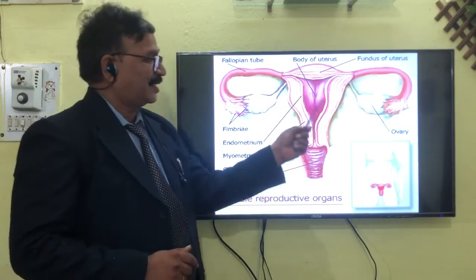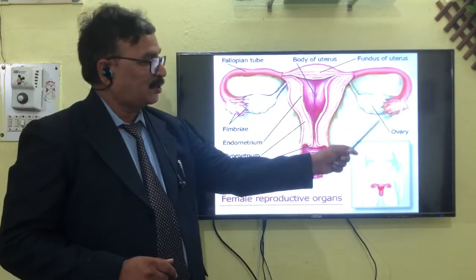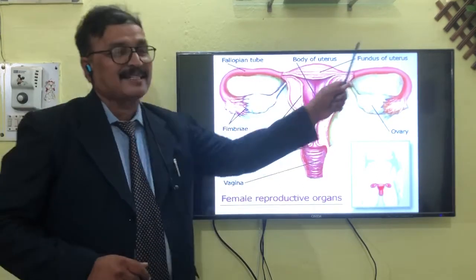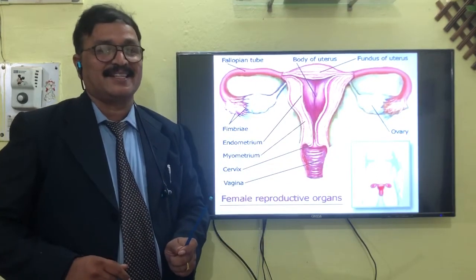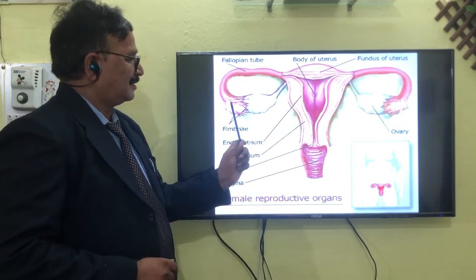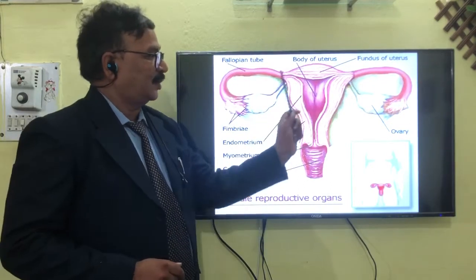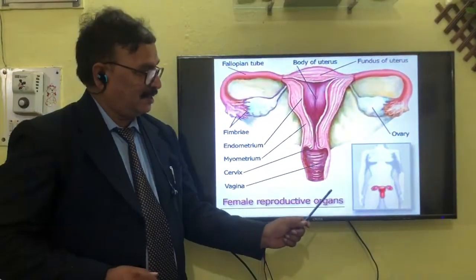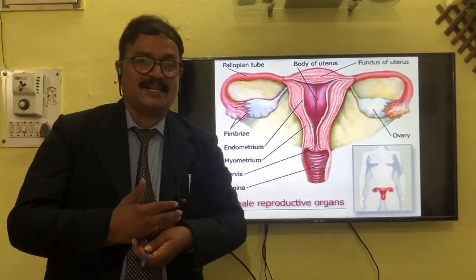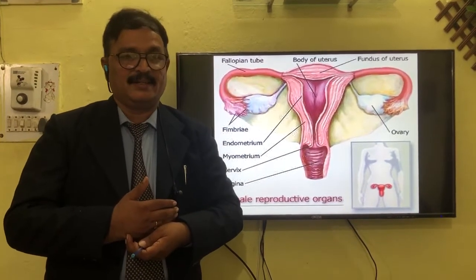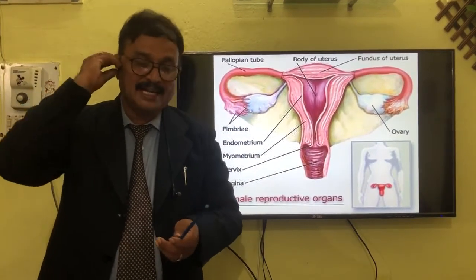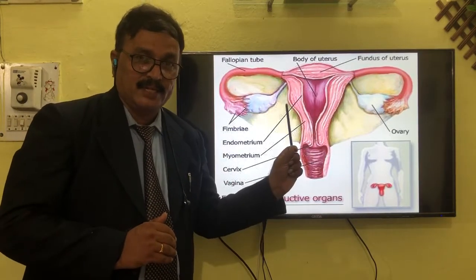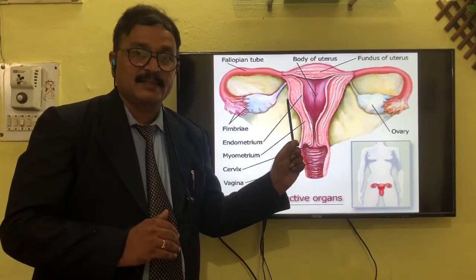Here you can see the primary reproductive organs, a pair of ovaries, and other accessory sex organs: fallopian tubes, a pair, uterus, cervix, vagina, and of course external genitalia. These are the human female reproductive organs. Now let us take them one by one. First we will take the primary sex organs, ovaries.